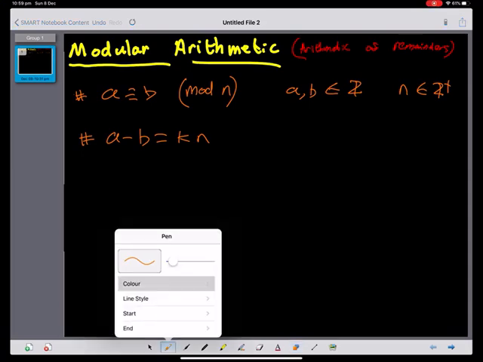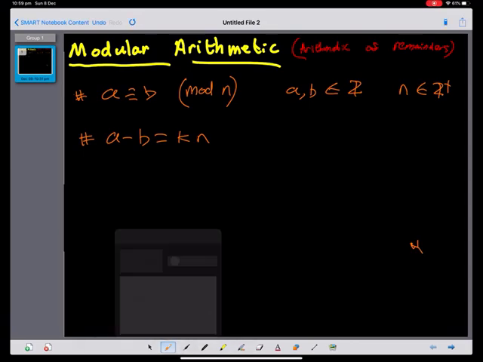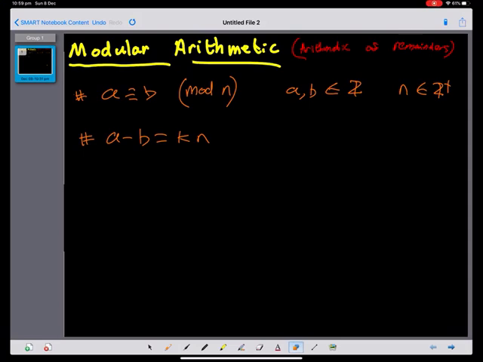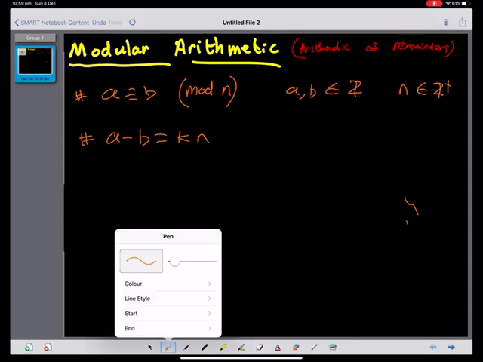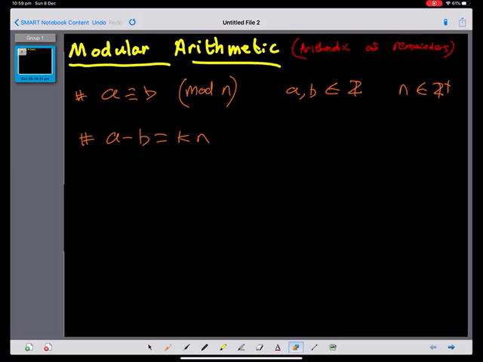But we had a condition that k is an integer. So k could be negative. Since integers have the condition that they need to be whole numbers, we have positive and negative whole numbers. We say that k is a member of the integers. Now, let's look at mod 5 and see if we can do some negative numbers.